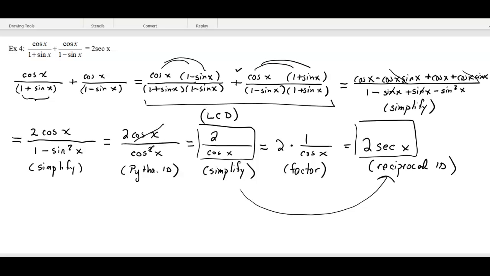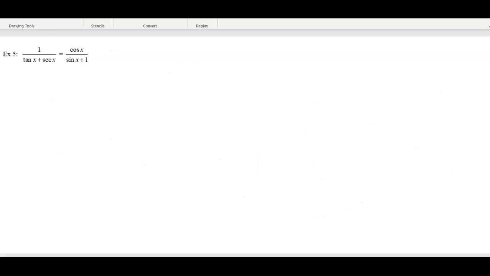So the hardest part in this problem was knowing that 1 plus sine of x is considered one factor. Put it in parentheses. 1 minus sine of x is considered a different factor. So you have factor 1, factor 2. You need both of those in your denominators before you can add these fractions. All right. That is example 4 to example 5. As continuing to alternate, here we go.